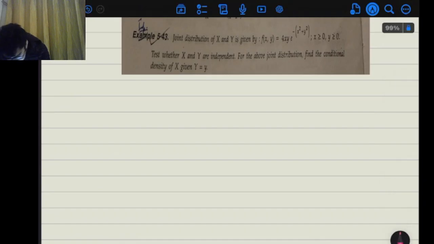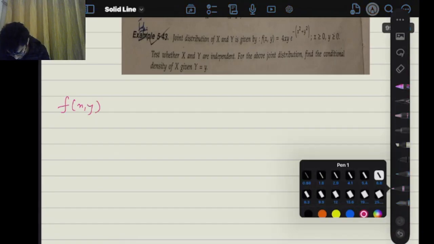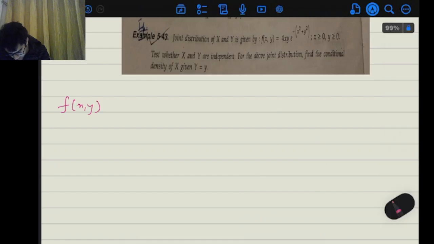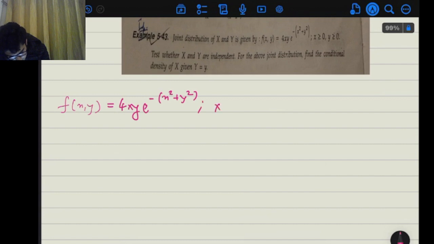So the question says that f(x,y) equals 4xy e to the power minus (x square plus y square), x is greater than or equal to 0, y is greater than or equal to 0. Right? This is my question.